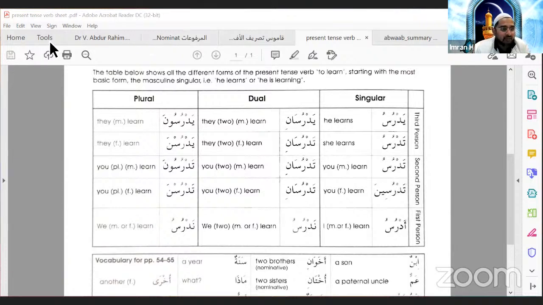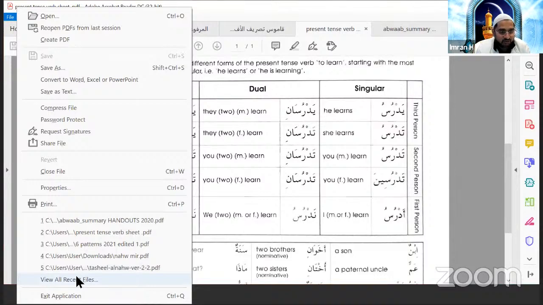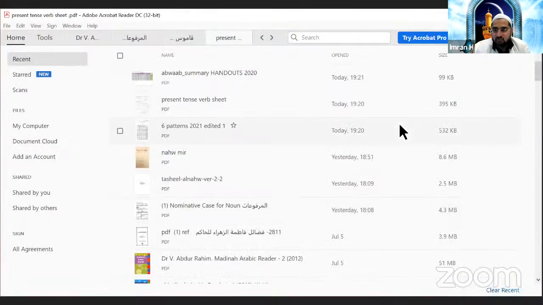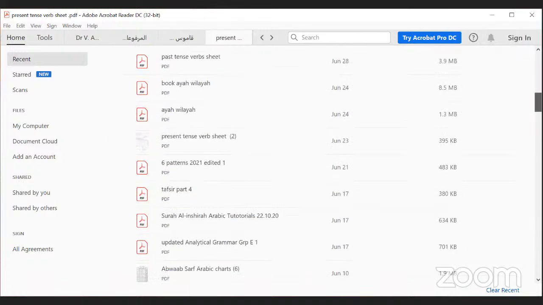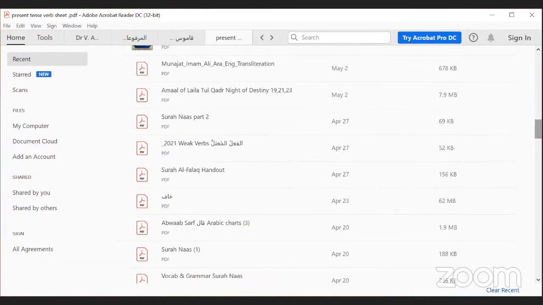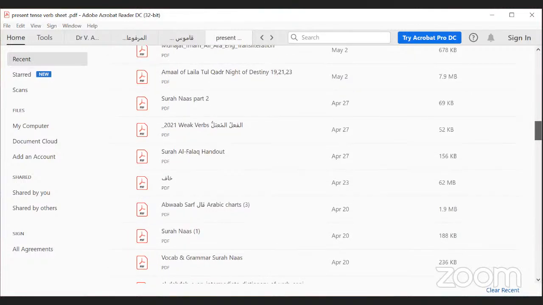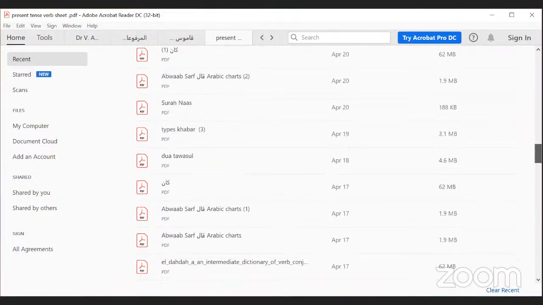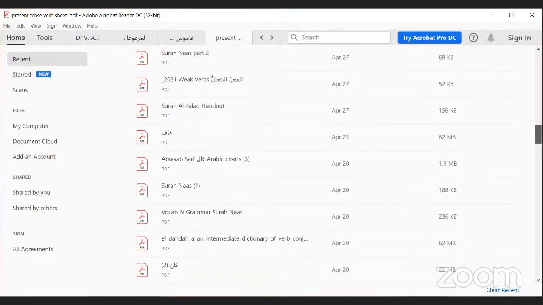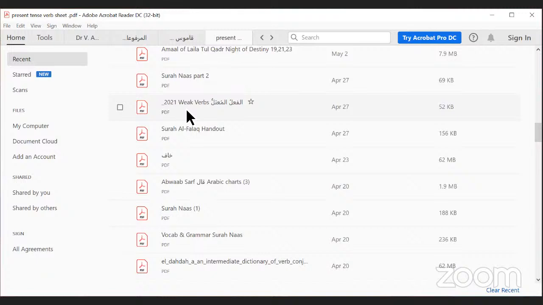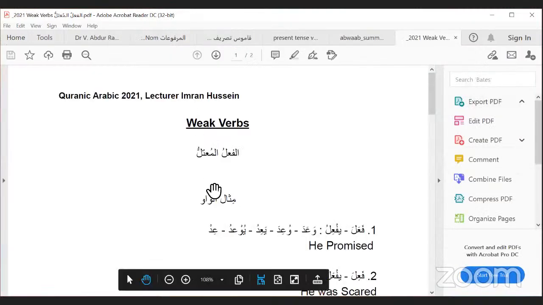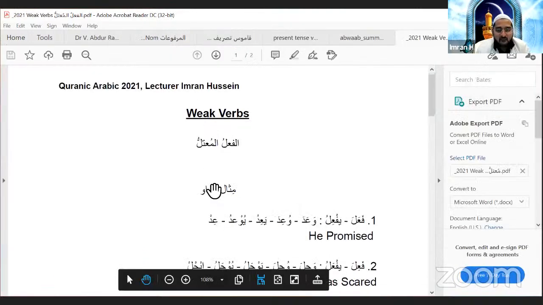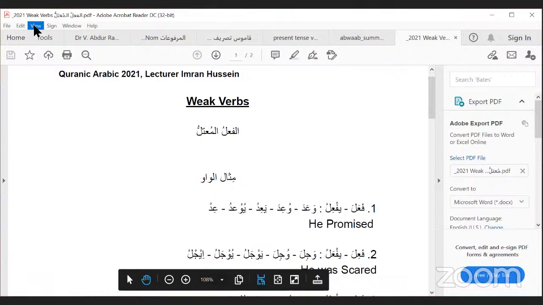Let me show you one, a really tough one, if I've got it on this laptop. I think we learned somewhere that all present tense forms start with a ya, a na, a ta, or an alif. For the past tense, you don't change things at the beginning of the verb, it's all at the end. That's right. But for the present tense, it's the beginning and the end.